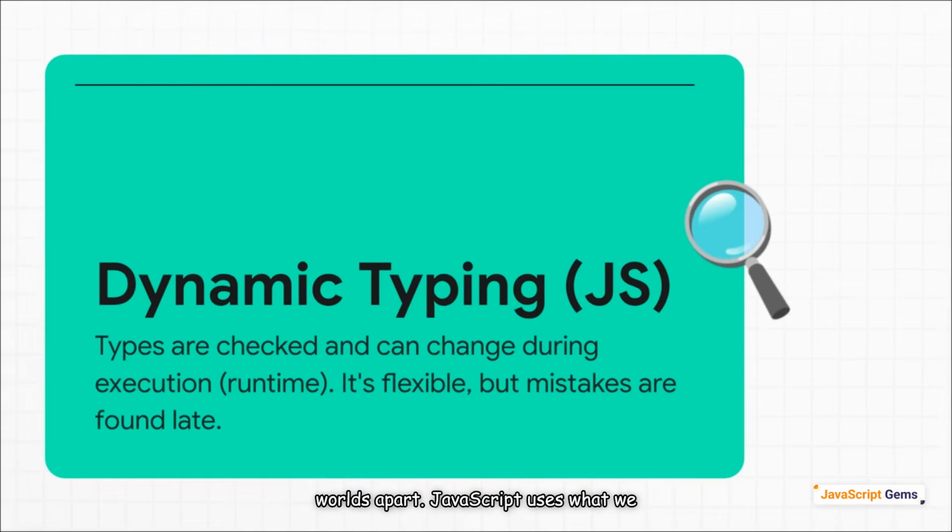JavaScript uses what we call dynamic typing. I absolutely love this analogy. It's kind of like a chef who's cooking without a recipe. They're just tasting as they go, adding ingredients, changing things around. You don't really know if it's going to work until you take that final bite. Now, this is super flexible and really fast for small stuff. But if you accidentally grab the salt instead of the sugar, you're not going to find out until you serve the dish, or, in our world, until a user hits a bug.